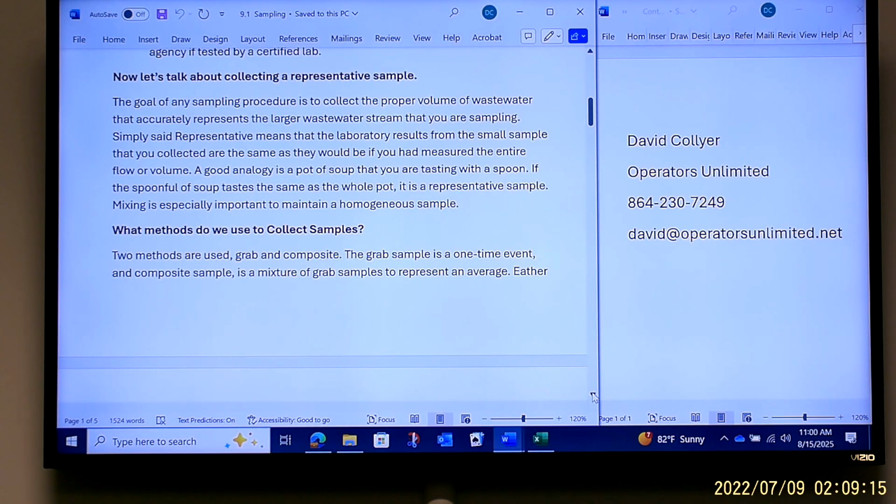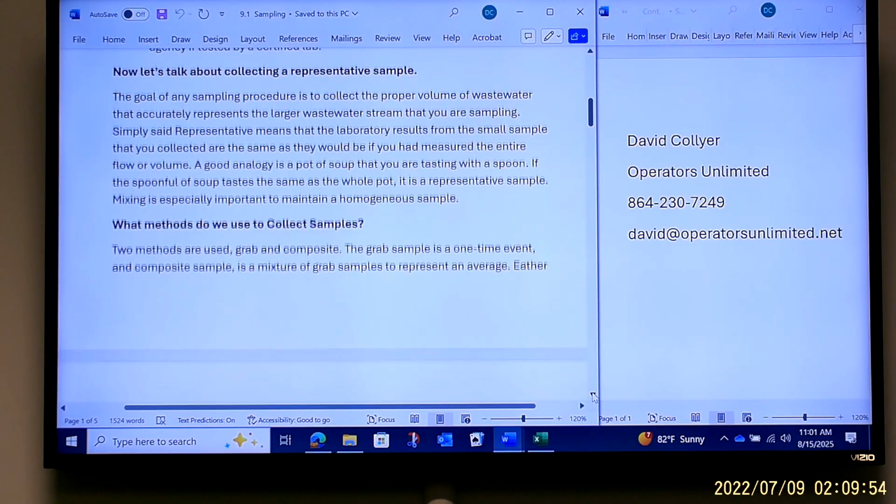Simply said, a representative sample is one where the laboratory results from the small sample that you collect are the same as they would be if you had measured the entire flow or volume. A good analogy is a pot of soup that you are tasting with a spoon. If the spoonful of soup tastes the same as the whole pot, it is a representative sample. Mixing is especially important to maintain a homogeneous sample.